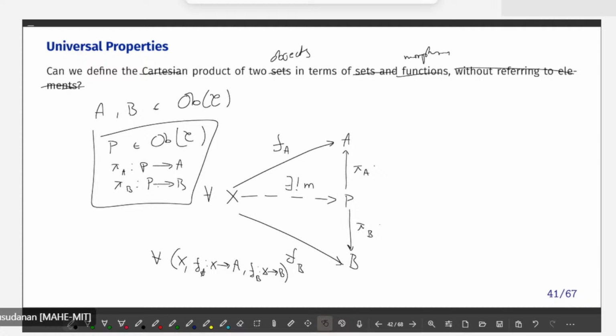This is the product if it satisfies the property that for all X, Fa, Fb with this signature, there exists a unique morphism M from X to P such that this commutes. Is this similar to some definition you saw before? Any definition that you've seen before?